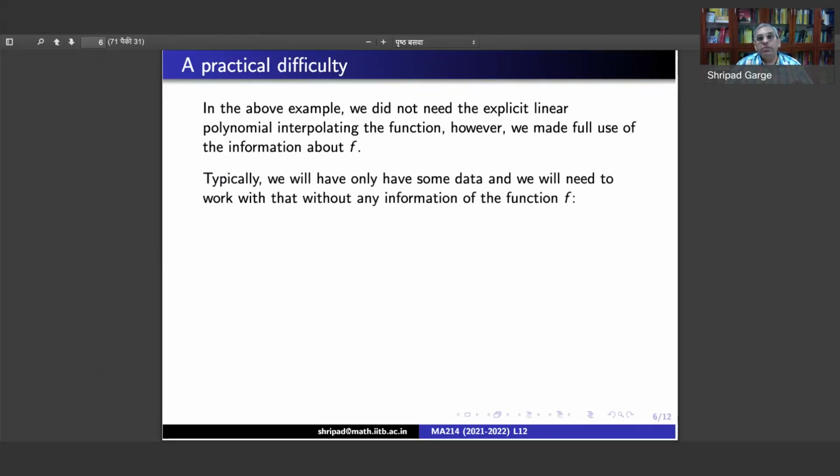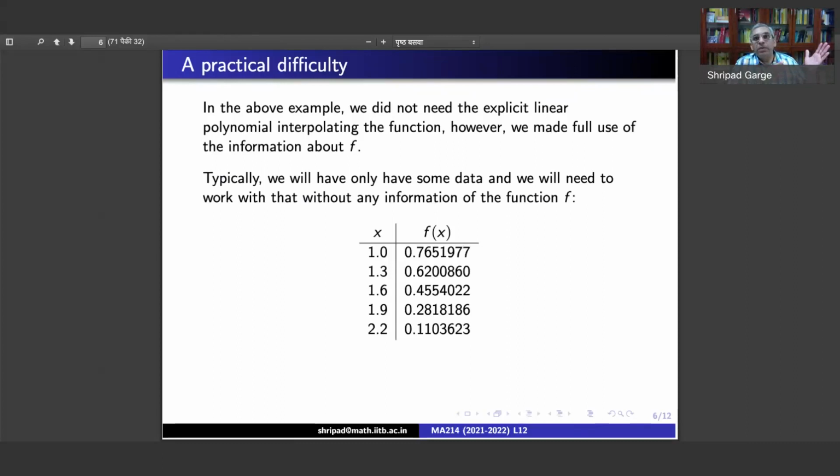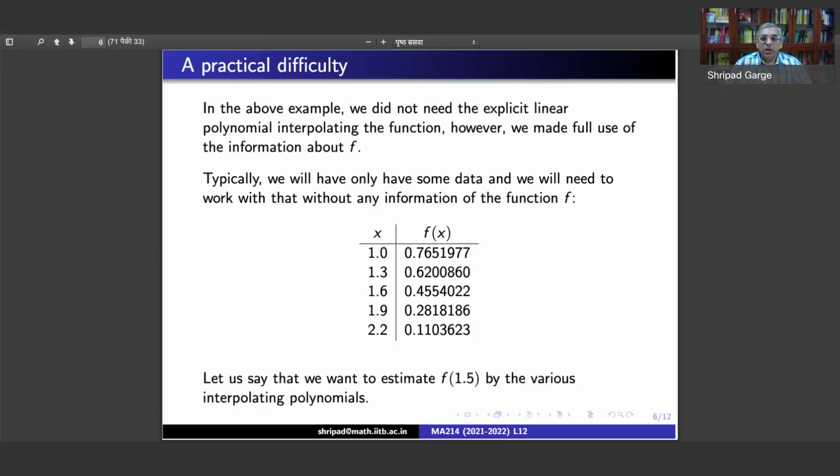Typically, what would happen is that you would be given only some data without any information about the function. Our original example, if you remember, was about the census of our nation, and we don't know what function it follows. We just have a table of data corresponding to the population for a given period of years. For 1951, 1961, and so on, we have only the population. And we don't know what function it satisfies. So it will be similar to the data we have here. And suppose from this data, we want to compute or estimate the value at 1.5 by various interpolating polynomials. This is what we want to do. Then how do we go about doing it?